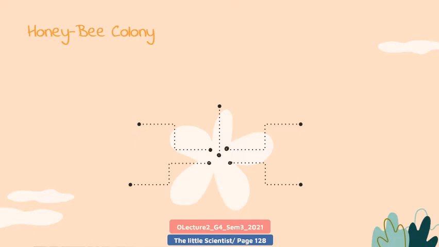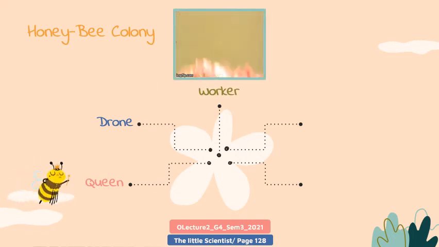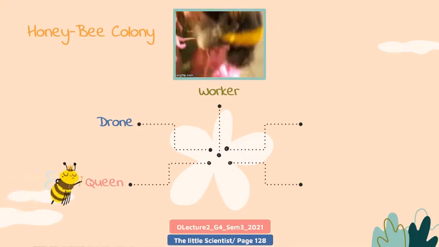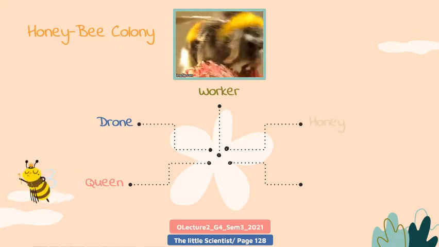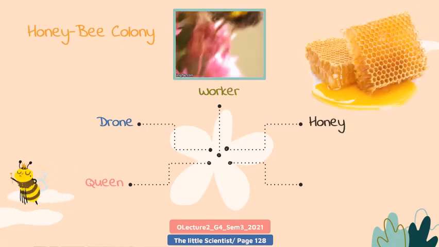Let's together use this slide to recap. In a honeybee colony, you will see one queen. It is the largest bee in the colony. Its job is to lay eggs. It mates with a drone. The drones are the male bees that mate with a queen. The worker bees are the ones that care for the beehives and keep them healthy and clean. They also gather pollen and nectar to make honey.